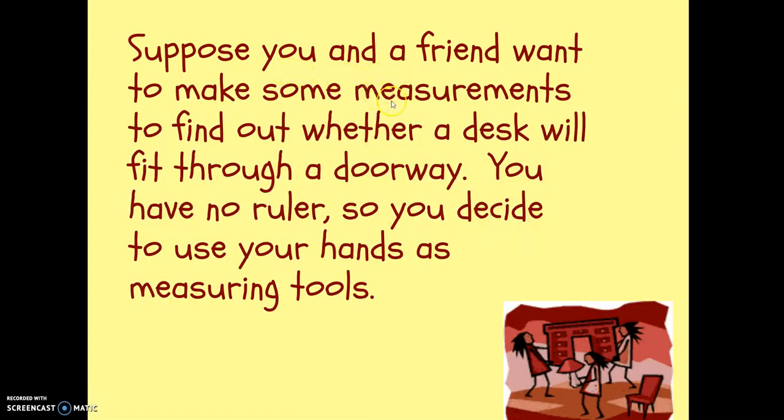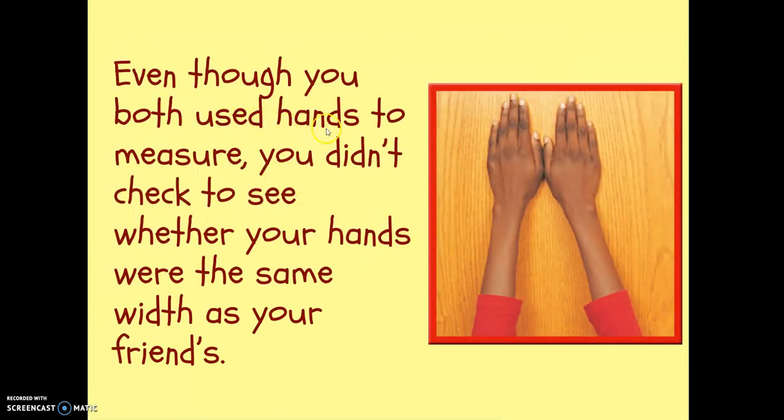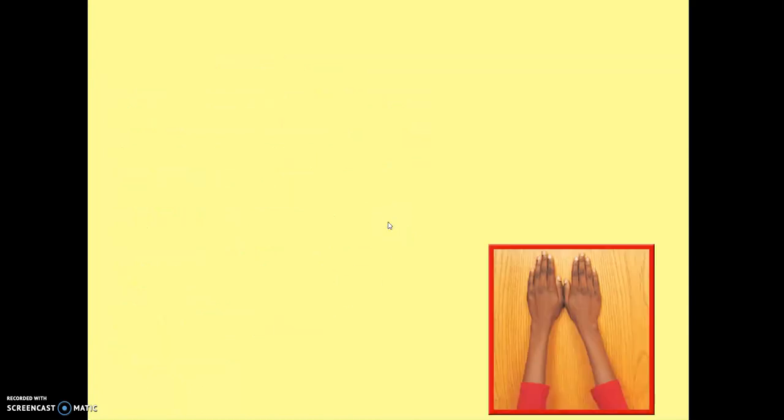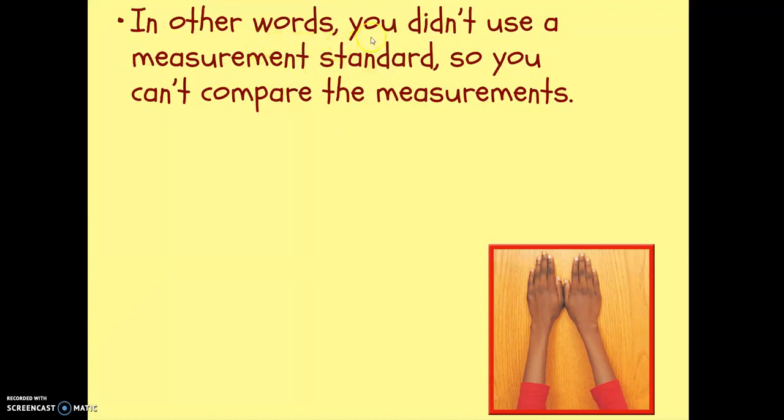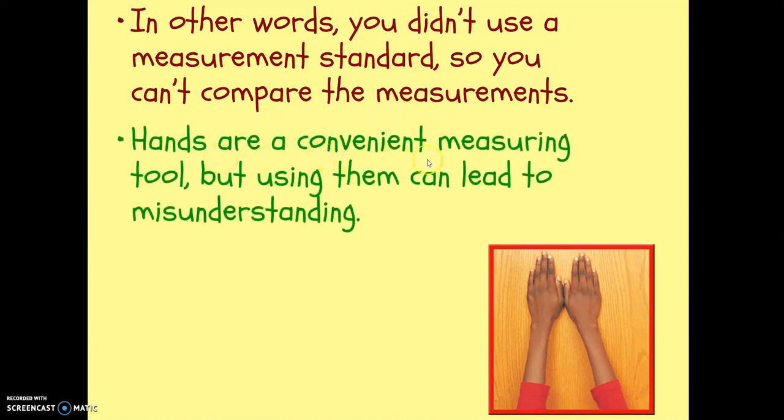Suppose you and a friend want to make some measurements to find out whether a desk will fit through a doorway. You have no rulers, so you decide to use your hands as measuring tools. Even though you both use hands to measure, you didn't check to see whether your hands were the same width as your friend's. In other words, you didn't use a measurement standard, so you can't compare the measurements. Your hands are different widths, and you weren't using the same standard. Hands are a convenient measuring tool, but using them can lead to misunderstanding.